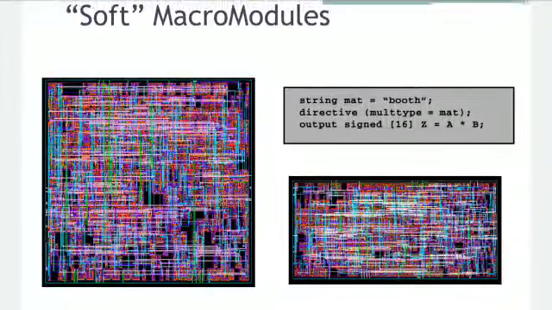Now coming to the soft macro. A soft macro represents a module with the given functionality but without a specific physical implementation. The placement and the wiring of a soft macro can vary from instance to instance. This means that the timing data can only be determined after the final synthesis and placement and routing steps. In other words, the process is unpredictable.